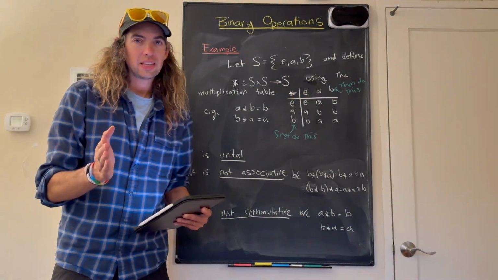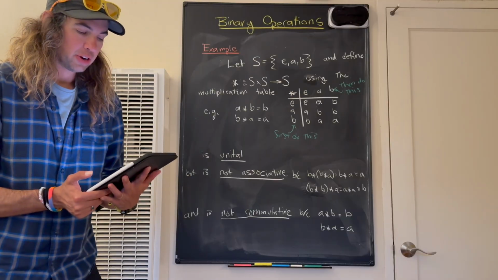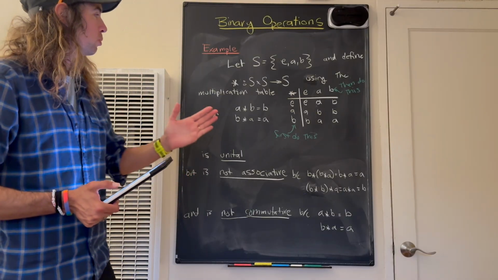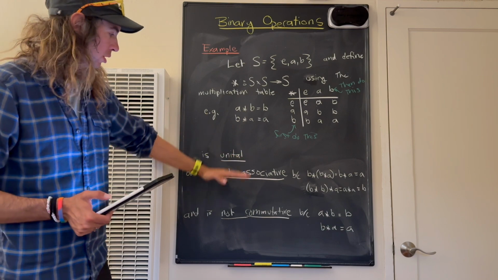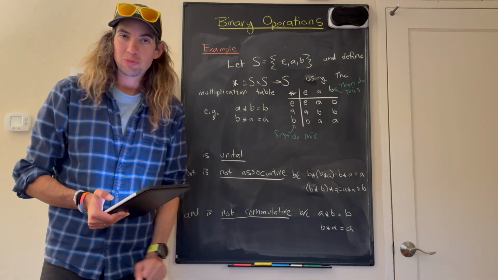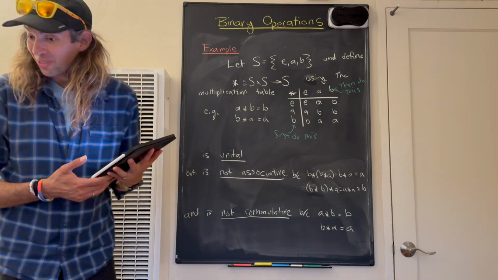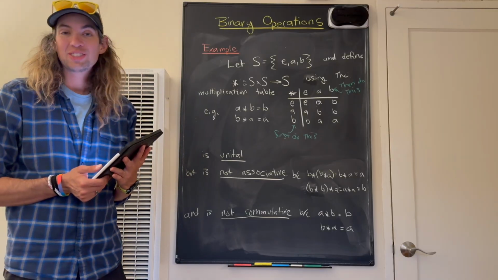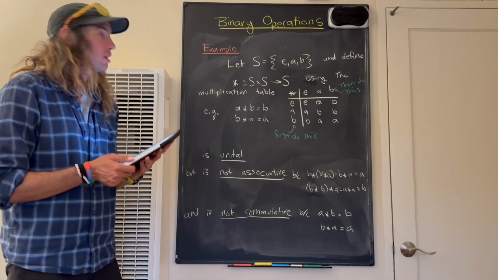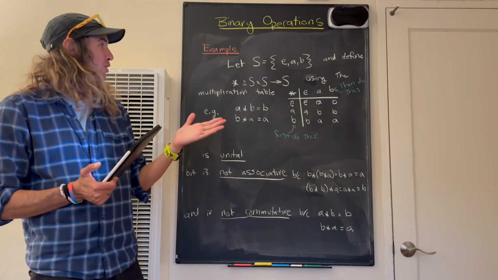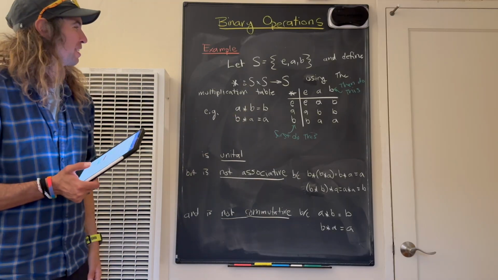Okay, our second to last example of a binary operation. This is an example of one which is unital, but not associative and not commutative. And this one was the most difficult one to come up with. I thought about it for a while, couldn't come up with a nice one, so I just cheated. Let me show you how to cheat with this type of example.